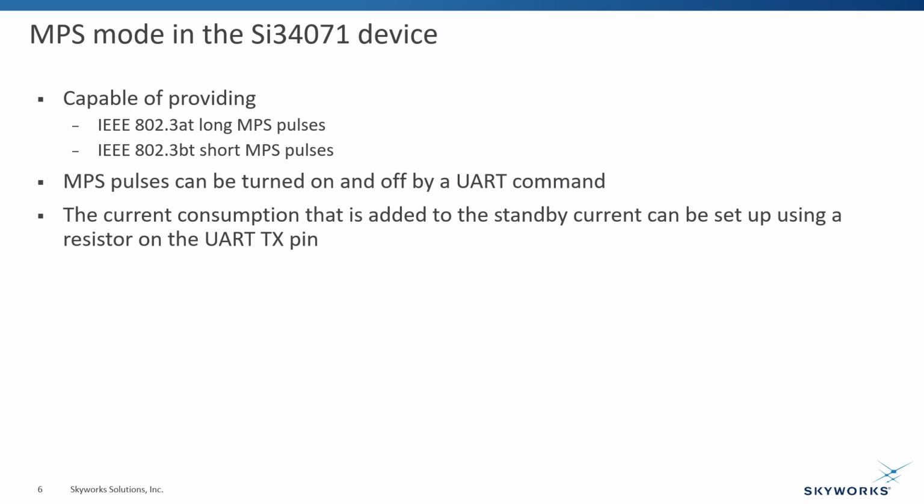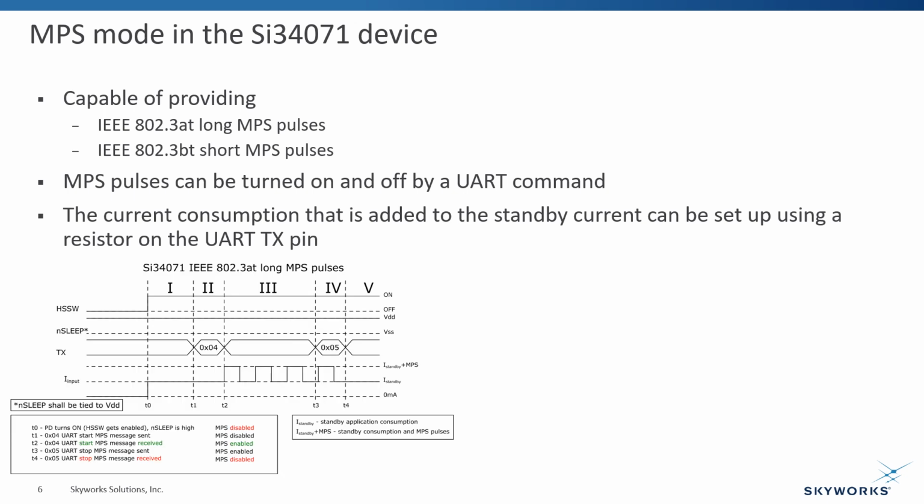In the first diagram, a typical IEEE 802.3af long MPS turn-on sequence can be seen. At T0, when the hot swap switch turns on, the N-sleep pin needs to be pulled to VDD. Long MPS pulse generation starts when the host controller sends the 04 hexadecimal command to the Si34071. Similarly, if the host controller sends the 05 command to the Si34071, the PD will stop MPS pulse generation.